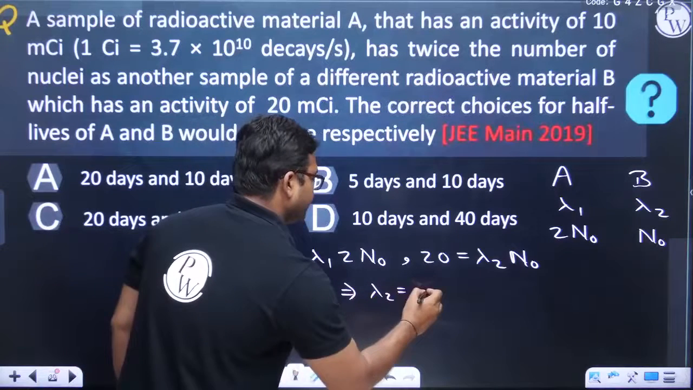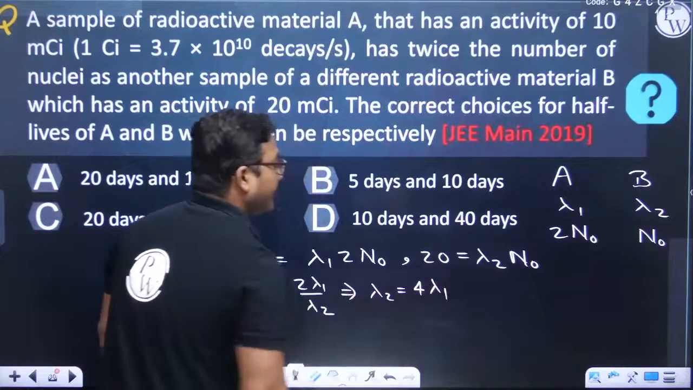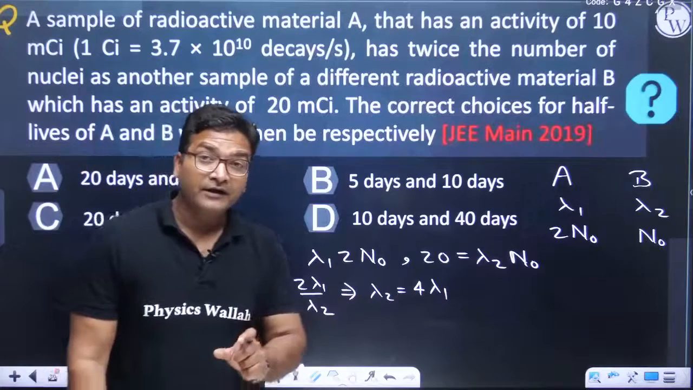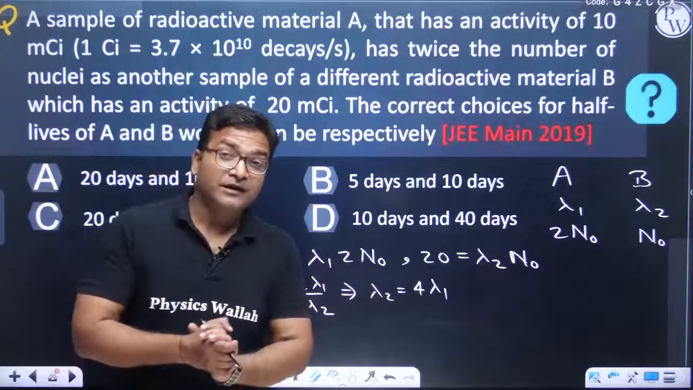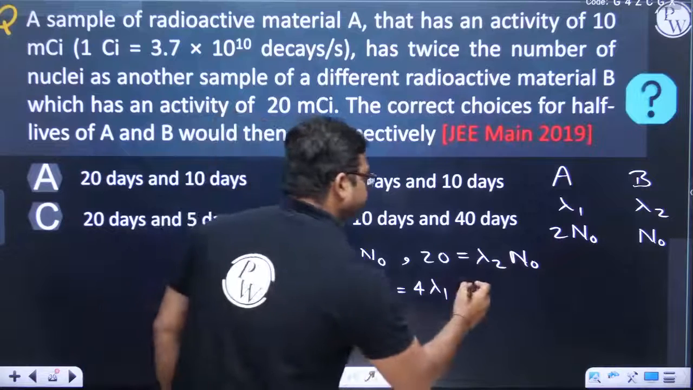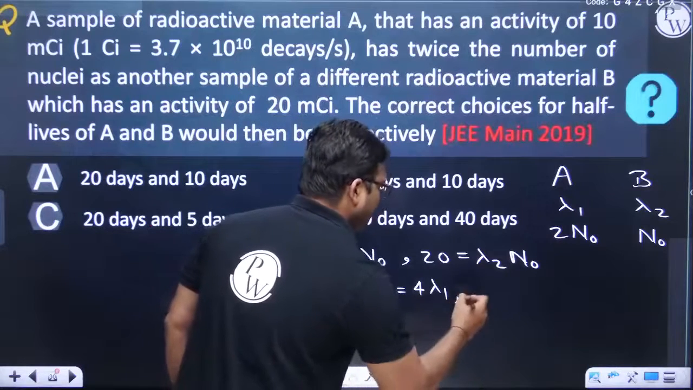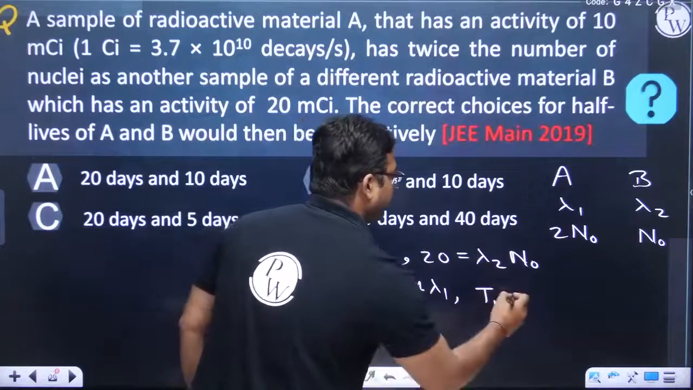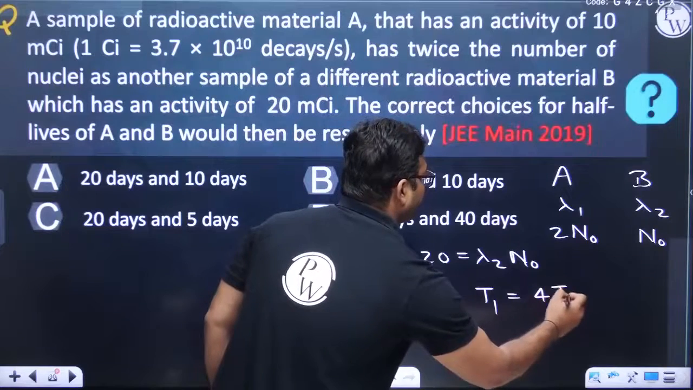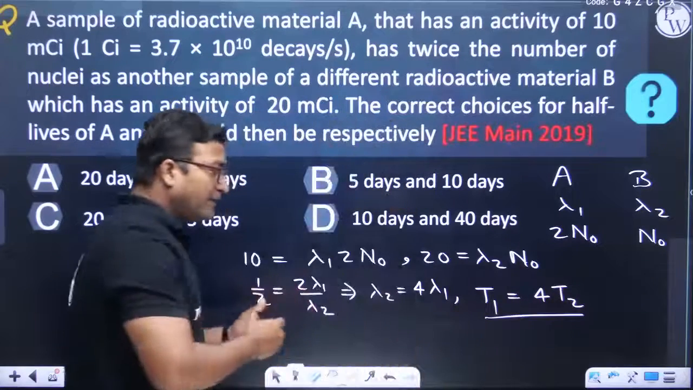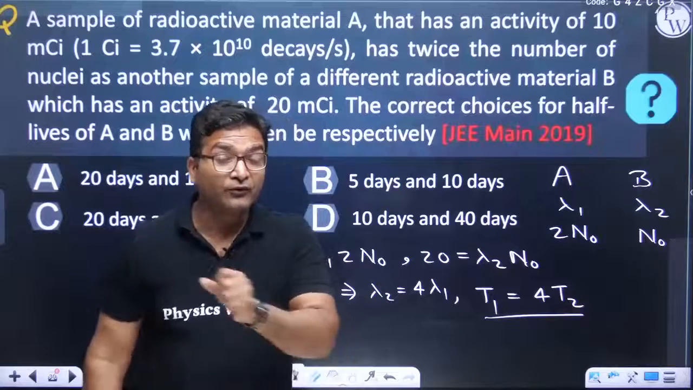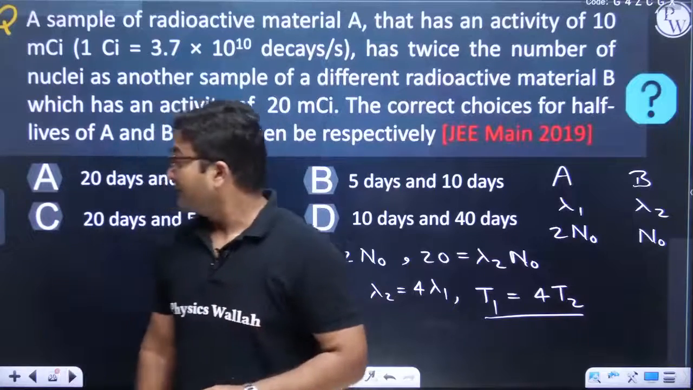Lambda 2 is 4 lambda 1. And as half-life is reciprocal to lambda, we have half-life of 1 equals 4 times half-life of 2. So the first sample's half-life must be 4 times the half-life of the second.